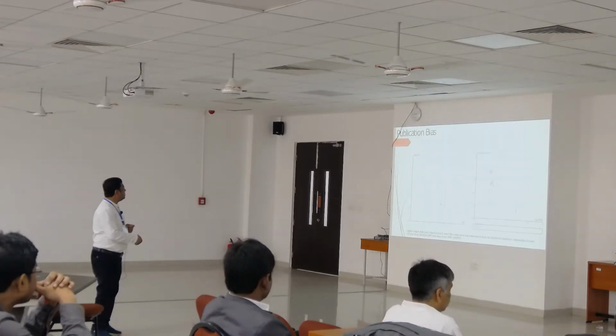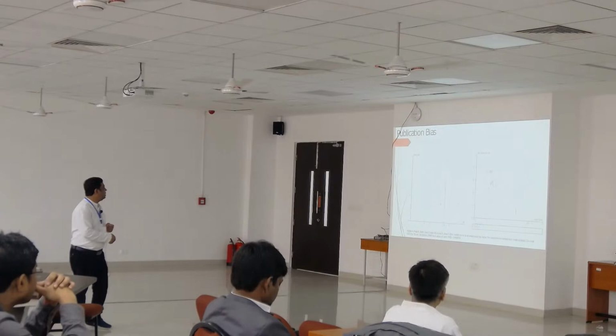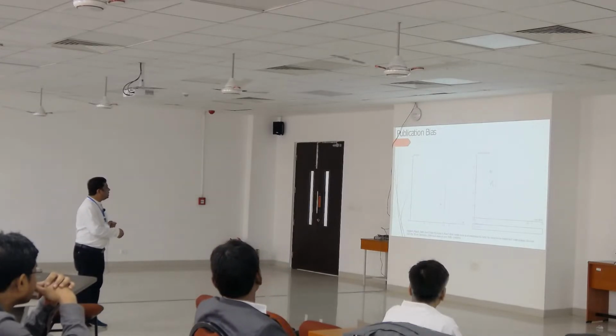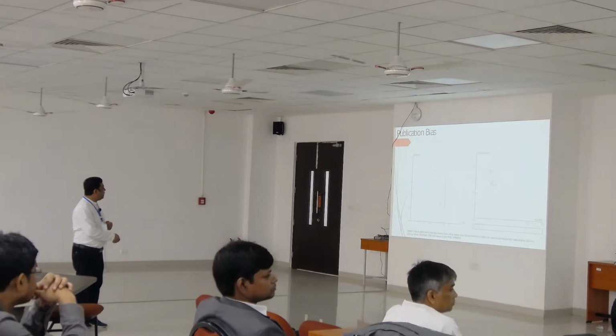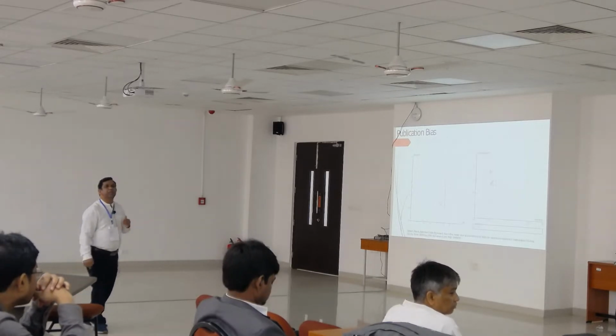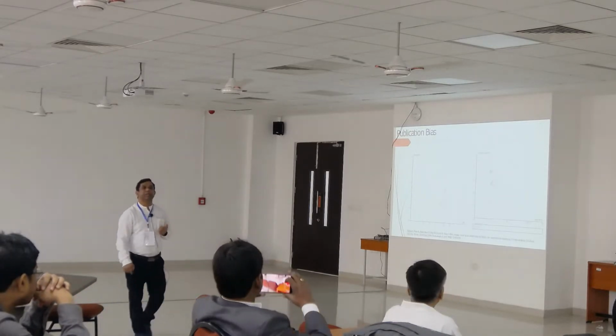Then publication bias. Here you plot the standard error against the odds ratio, the effect size. All studies should fall within this triangle. If they are beyond this, or if the expected symmetry is not present, then there is a chance of publication bias.